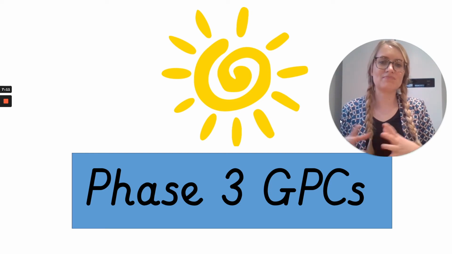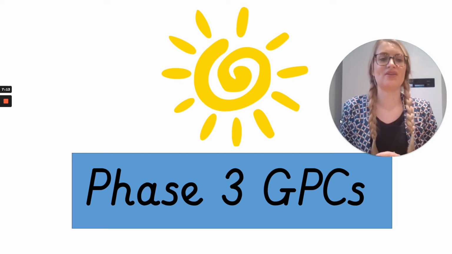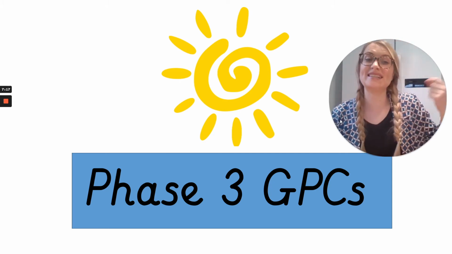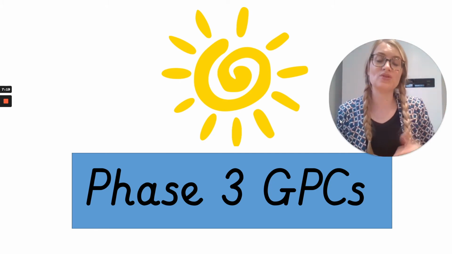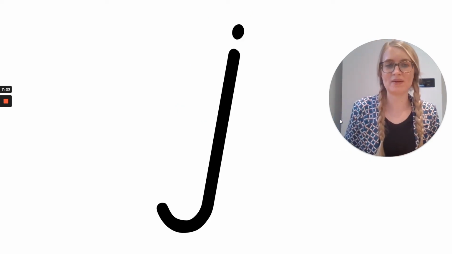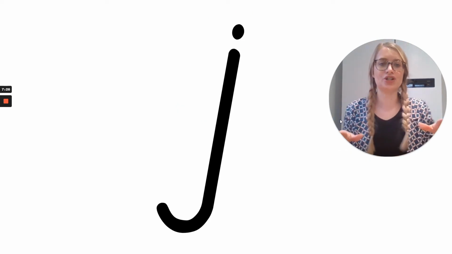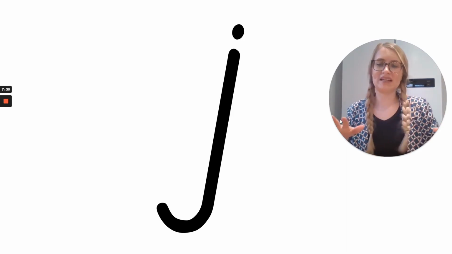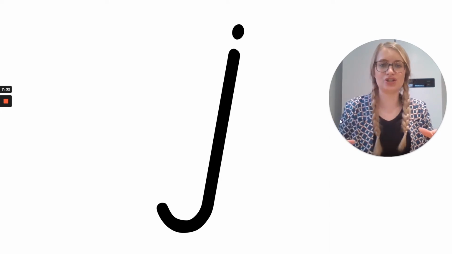Once your children have mastered the phase 2 graphemes, then they learn their phase 3 phonemes and their corresponding sound, the phoneme that those graphemes make. This is the first one they might learn. This is j, j, and we can pretend that we are jelly wobbling on a plate. J, j, j, j, j.